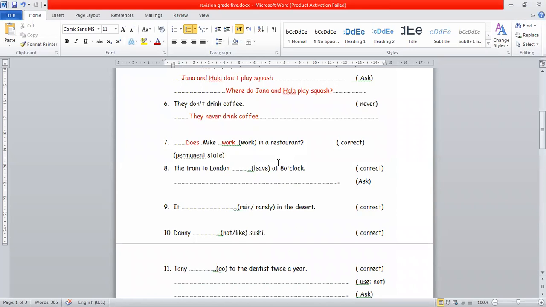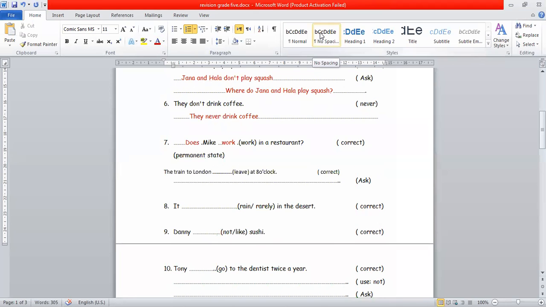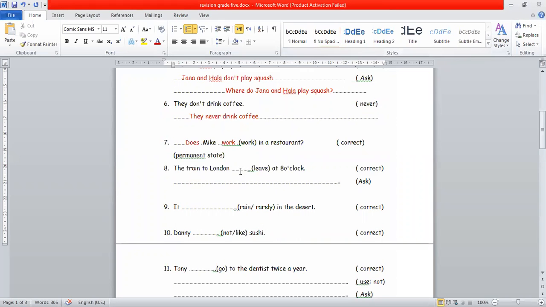Come on. The train to London. The train to London. The train to London. The train leaves at eight o'clock. Very good.